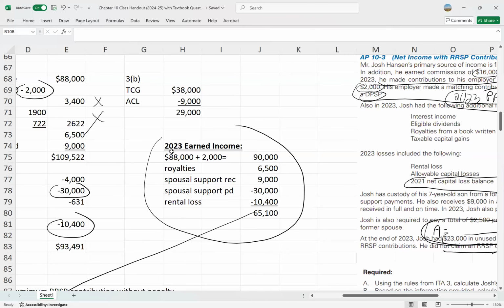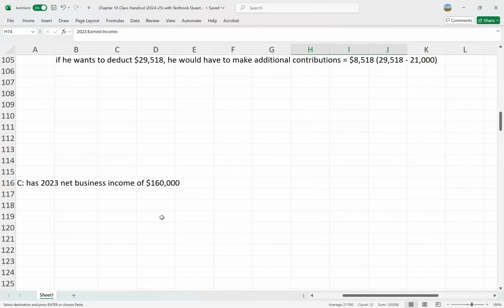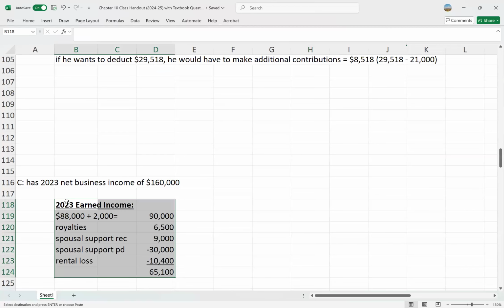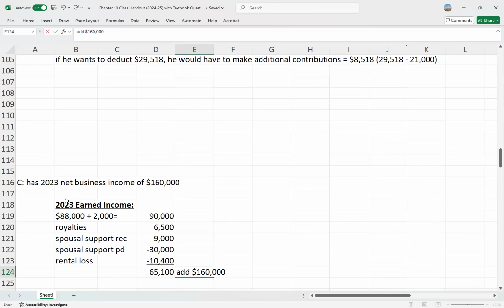net business income. So let's take all this here, go down to part C, and then we will add 160 in business income. And so that's going to give us a new earned income of 225,100. So this will be his 2023 earned income. And so they basically just want us to figure out how that will impact his RRSP deduction for 2024. So that's the only thing that's going to change.